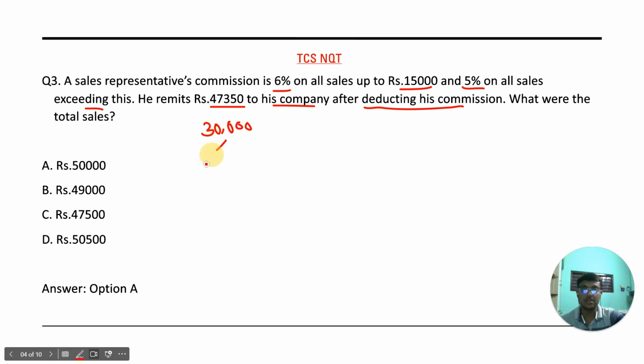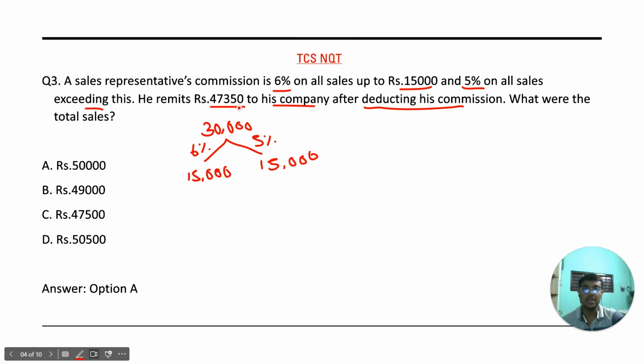of 30,000. Now this 30,000 would be divided into two slabs, one up to 15,000 and the other above it. That is, the first 0 to 15,000 and the remaining 15,000, that is 16,000 to 30,000. So this part would have a commission of 6%, while the remaining part would have a commission of 5%. Hope you all got it.